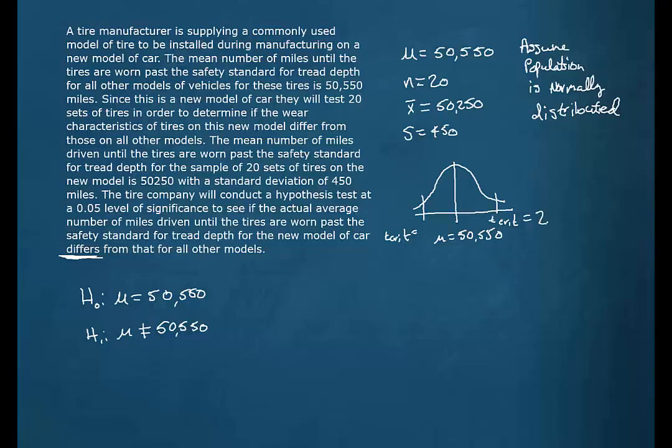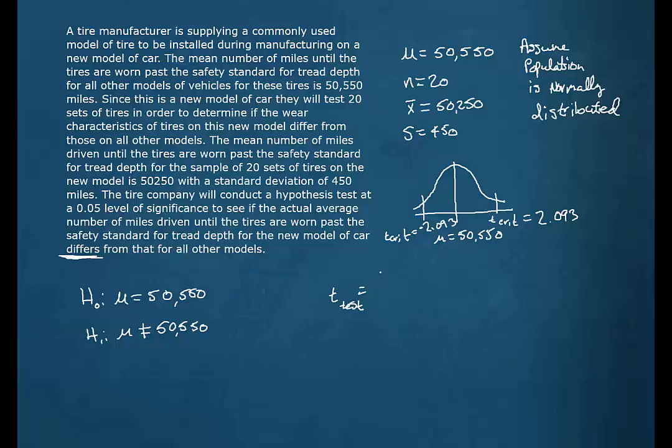So up here we have positive 2.093. Down here we have negative 2.093. And basically what's going to happen then is we're going to calculate a t-test value. And if that t-test value is up here in this rejection region or down here in this rejection region, then we are going to reject that the population mean for the new vehicle is 50,550.